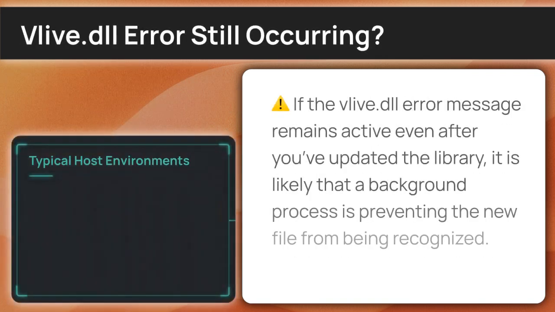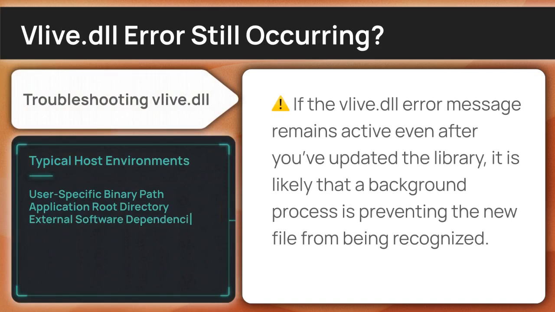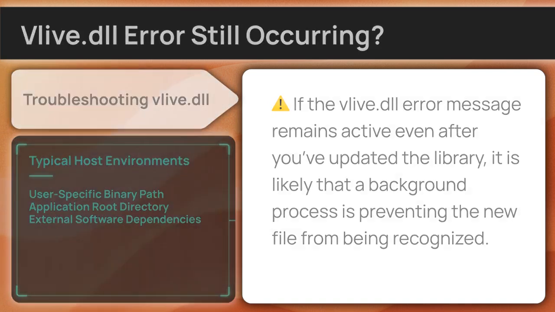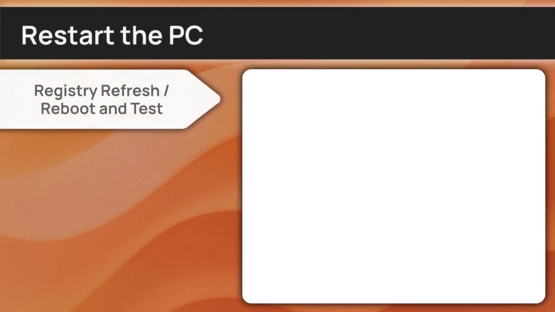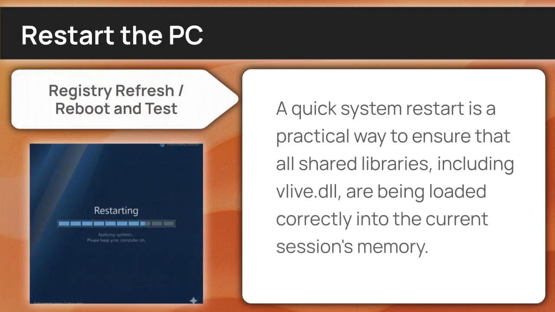If the redistributable repair didn't resolve the pop-up, the next logical step is to analyze the local environment for process conflicts. A quick reboot can determine if the error is transient. While it won't fix a deleted file, it can re-establish the connection between your software and the Vlive module file if the path was temporarily busy.